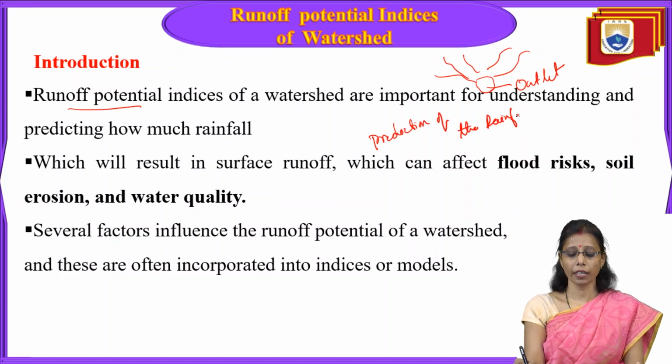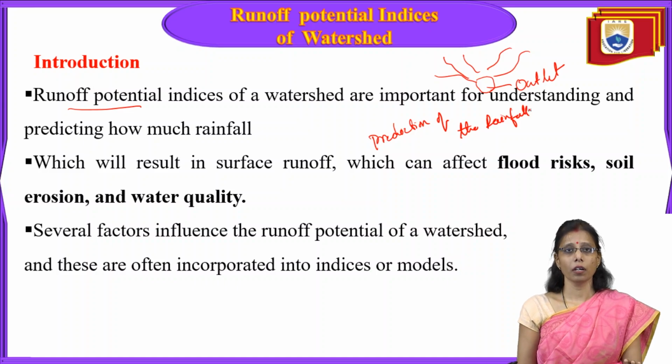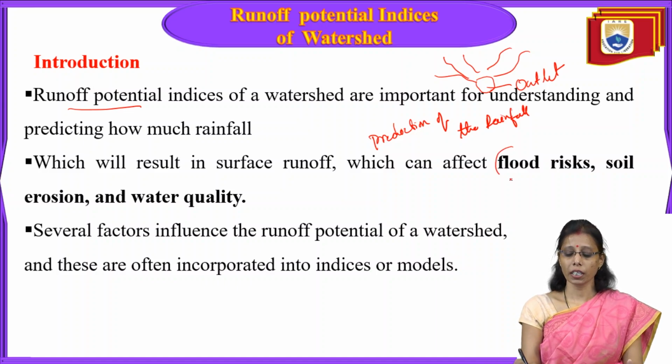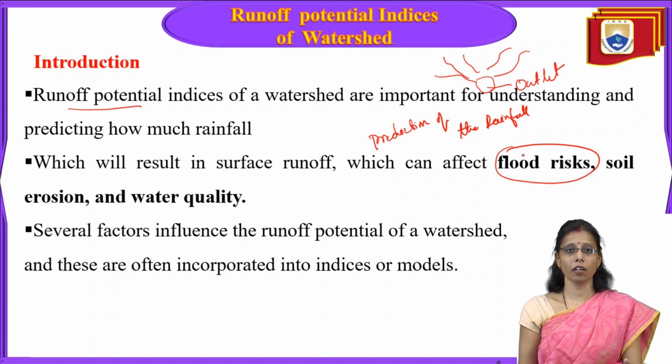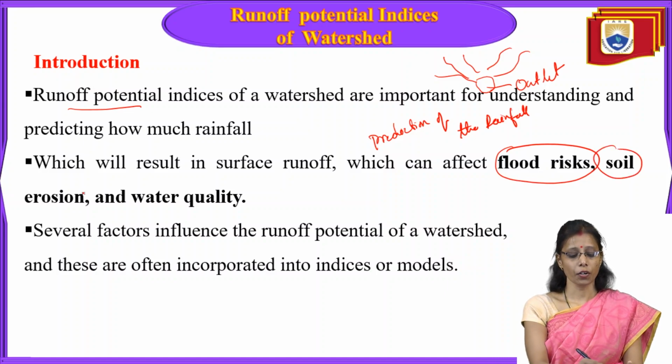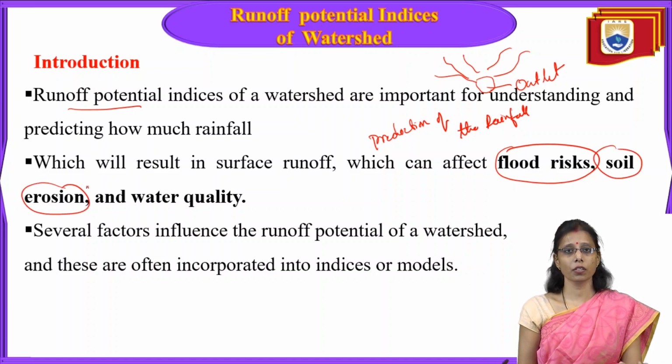The prediction of rainfall can be done with the help of these runoff potential indices, which will result in the surface runoff. It will tell us how much area is affected, how much area is under flood risk, and how much area is under soil erosion. These three things, soil erosion, flood risk and water quality, totally depend on the runoff potential.